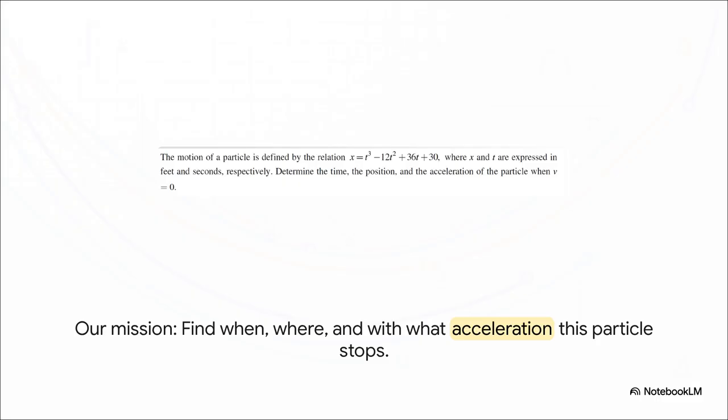So, here it is. This is our main clue. This equation right here describes the particle's position, which we're calling x, at any time t. Our job is to find the time, the position, and acceleration when its velocity hits 0. I know, that equation might look a little scary at first glance, but don't worry, we're going to break this whole thing down together, one step at a time.